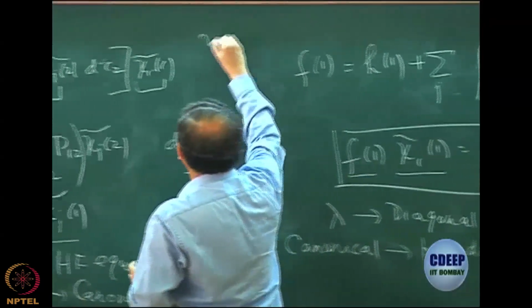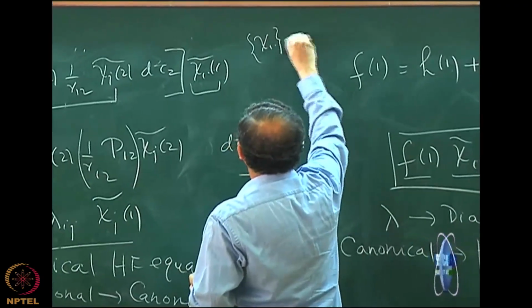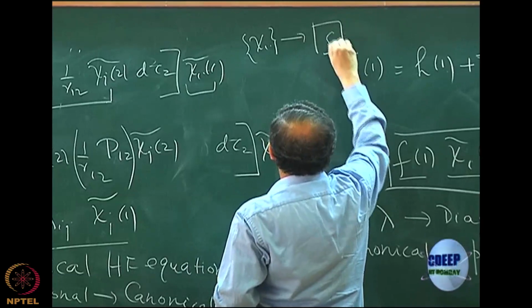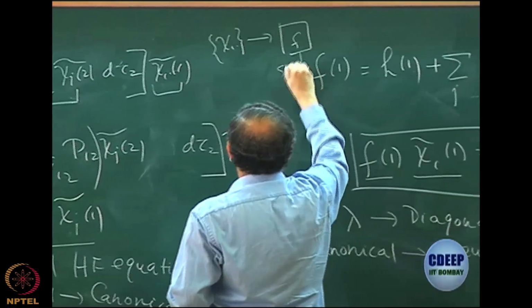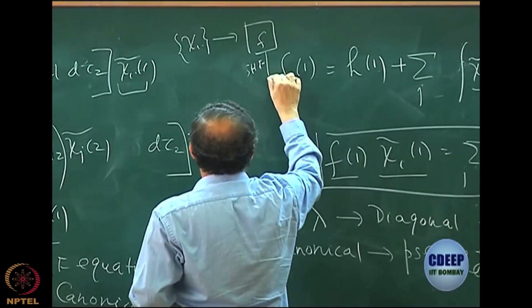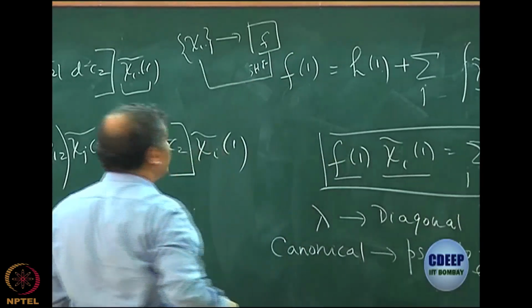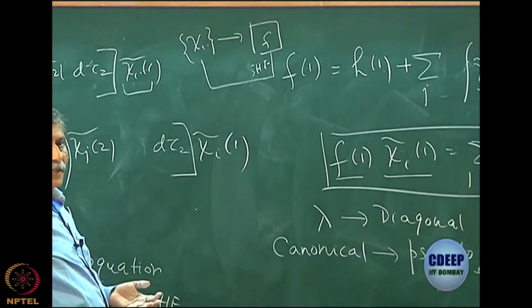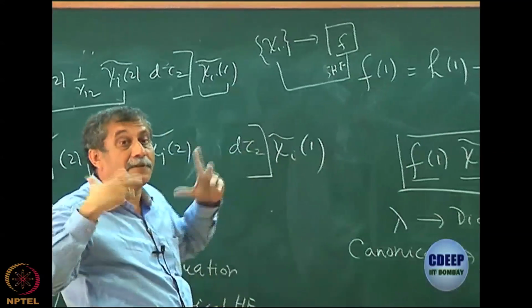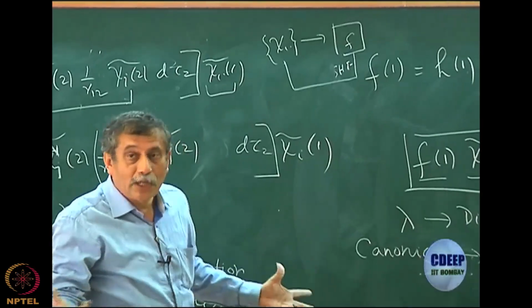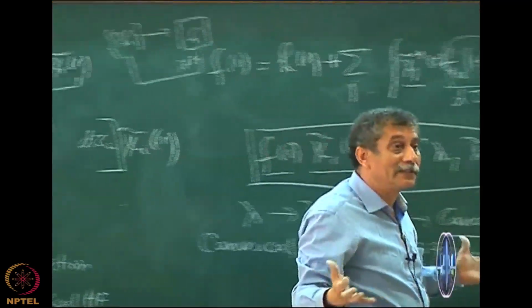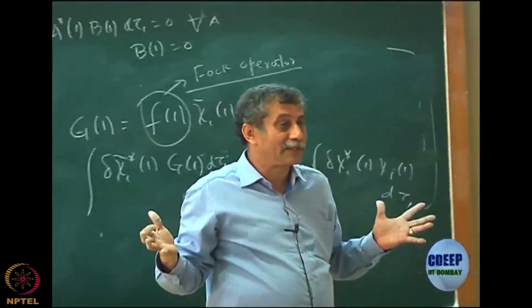So my field is chi-i. That defines my Fock operator, that's a box. And then I solve the HF equation, right? I get the same chi-i. If that happens, that is what happens at the convergence point. Normally no. When that happens, I am very happy because I have actually solved the equation.